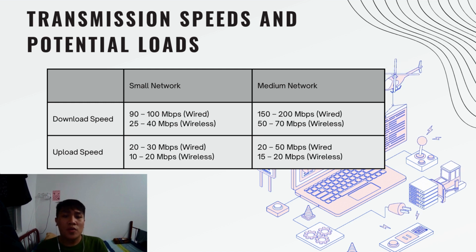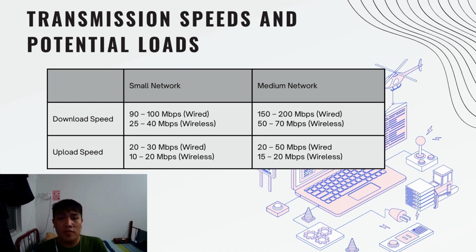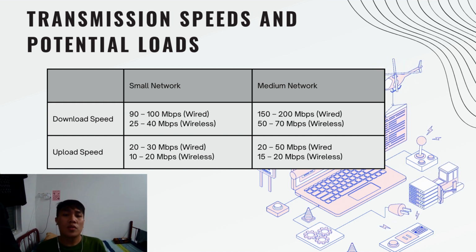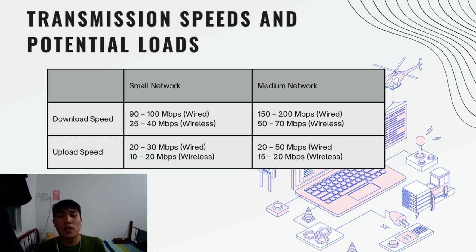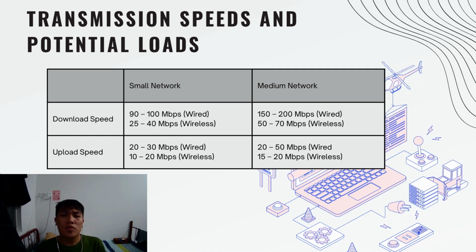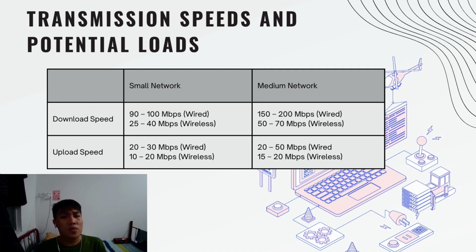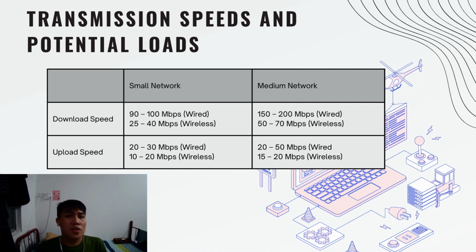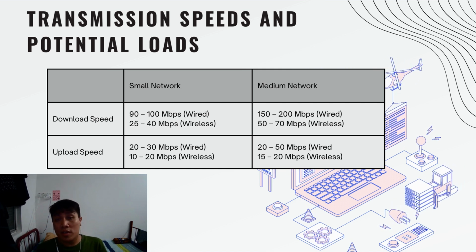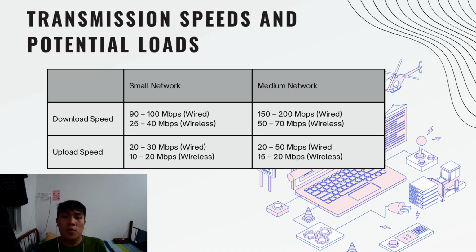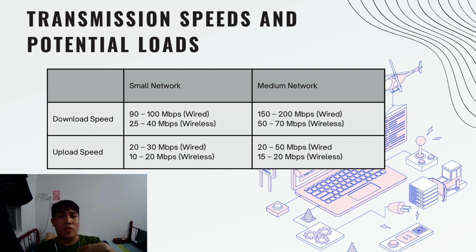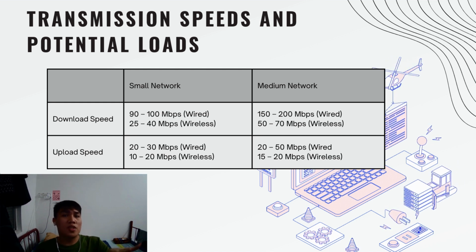Okay? So for the upload speed, however, for the small network, it is 20 to 30 megabit per second for wired and 10 to 20 megabit per second for wireless. I think this is pretty standard, even though the ISP, or internet service provider, doesn't actually provide this information. But you can see it using speedtest.ookla or something like that. I think upload speed is also very important because we send videos, so we don't just receive them, we also send them towards other people.